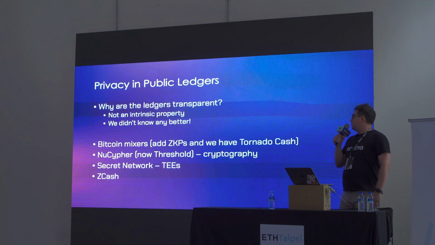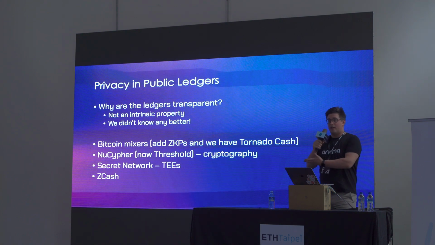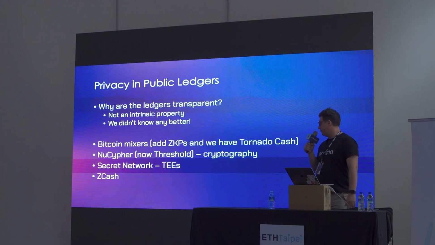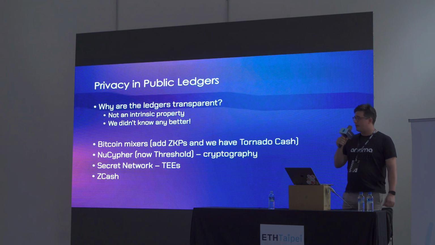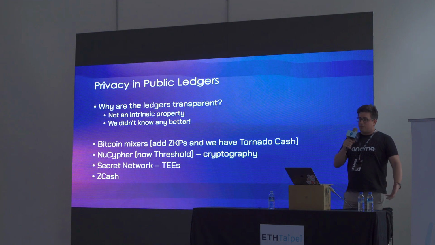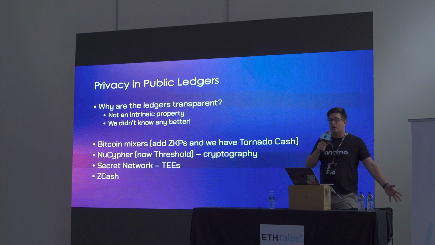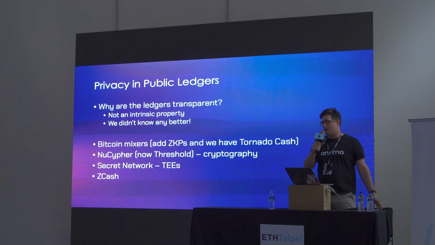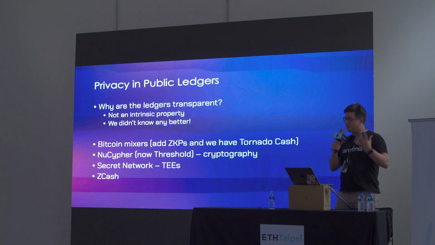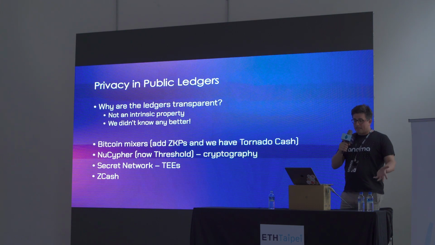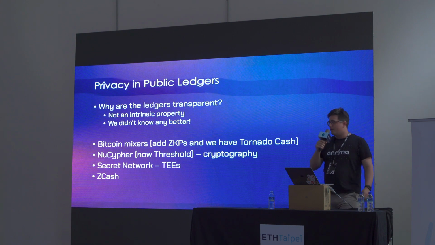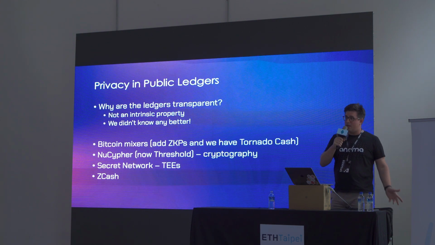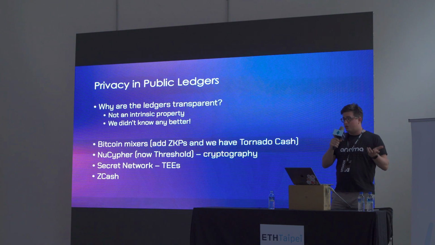But then if you add zero knowledge proofs to that, we can have something like Tornado Cash on Ethereum. There were cryptographic approaches such as NuCypher, which I think now is called Threshold. They tried to use a lot of different cryptography, proxy re-encryption, homomorphic encryption, threshold encryption, bundle all this together to achieve privacy. Secret Network tried to use trusted execution environments such as Intel SGX and AMD SEV to achieve privacy.